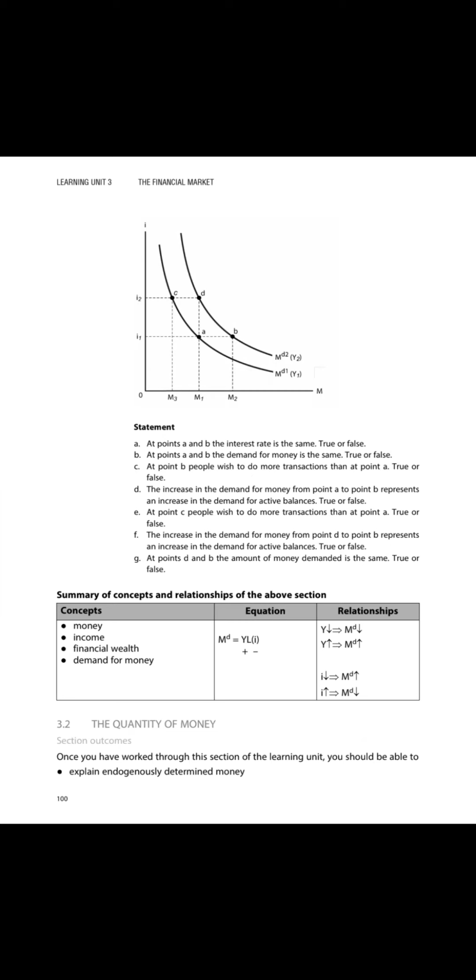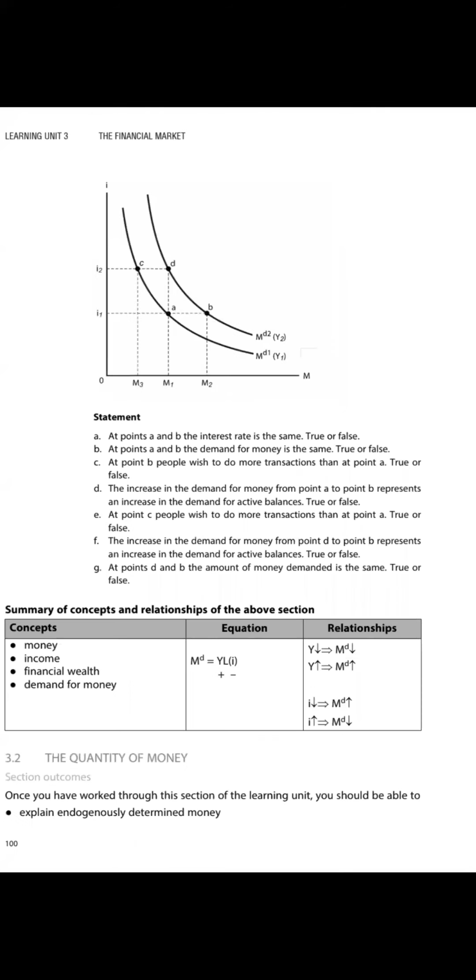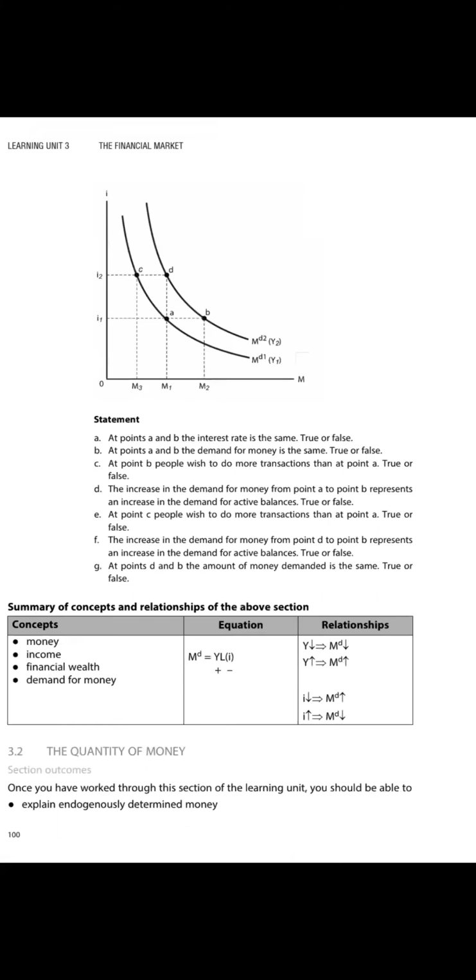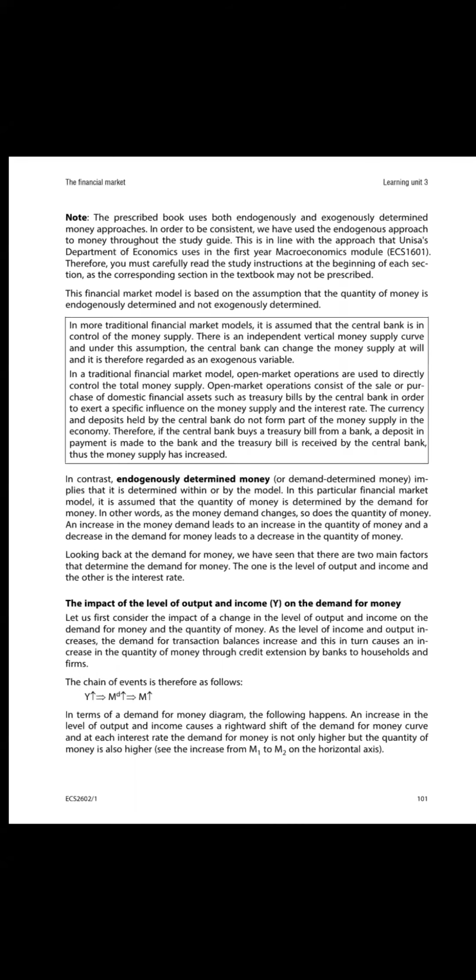So when your Y, representative of income, goes down, then your demand for money is also going to go down. Then when it goes up, your demand for money is going to go up. And then the interest rates, there's the negative relationship. You see, when the interest rate is going down, your demand for money is going up. And then when the interest rate is going up, demand for money is going down. That's the relationship that's given there.